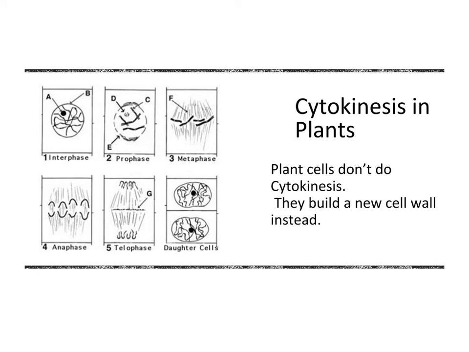So after anaphase, you have them pulling apart. In telophase, you start to build a new cell wall. Okay, and then at the end you have 2 daughter cells, but they are 2 completely separate cells separated by a cell wall.